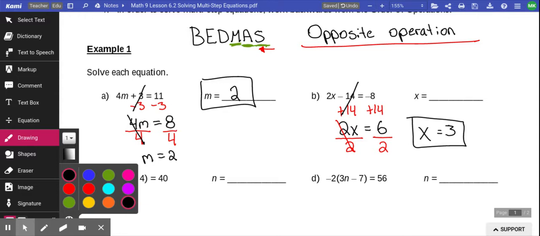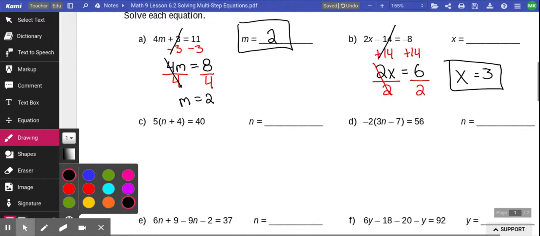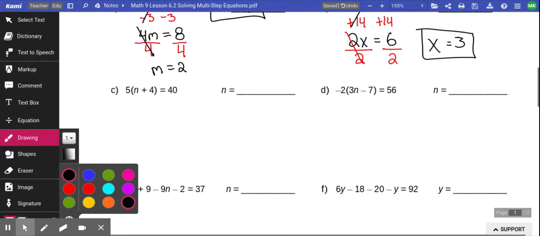Wonderful. And those are pretty standard questions. Looking at C and D, we have something a little unique. We have brackets in these questions. The way that I like to tackle brackets is I like to get rid of the brackets. And the way we get rid of the brackets is by distributing into the brackets.